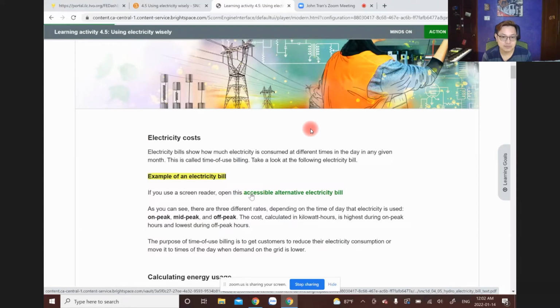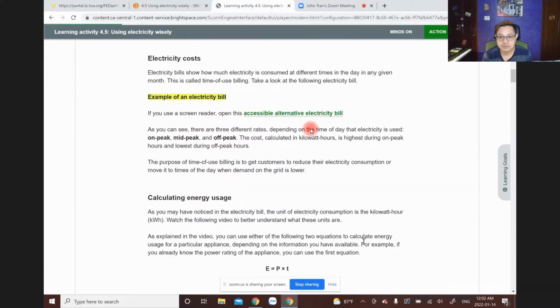Okay, let's continue. Calculating energy usage. Let's study all the way until 1 o'clock something. Energy equals P times T. P is the power rating of your device, and T is how much time you use it. That gives you the amount of energy that you use.